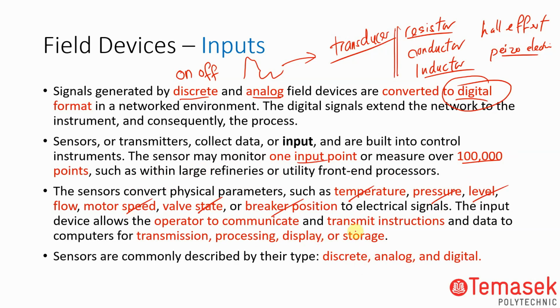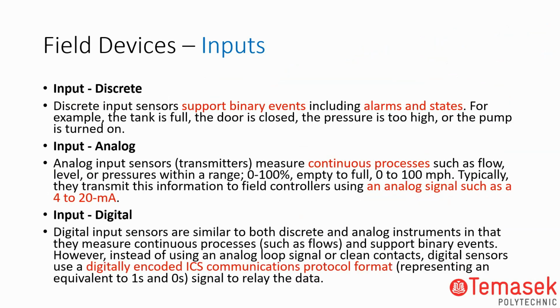So at the end of the day, from the information perspective, the sensor can be discrete or analog, but finally it needs to be digital. It finally needs to be digital, because without being digital, it cannot be processed by a controller. It needs to become digital so that the controller can process it, because a controller is a digital device. It's a computer, at the end of the day.